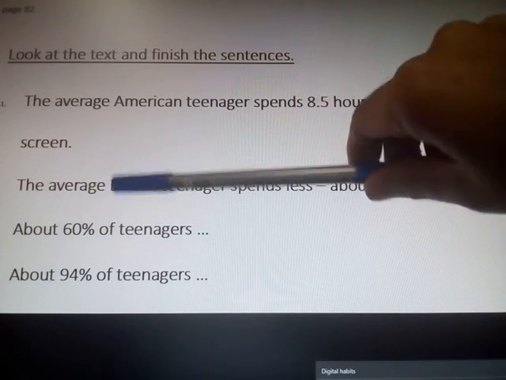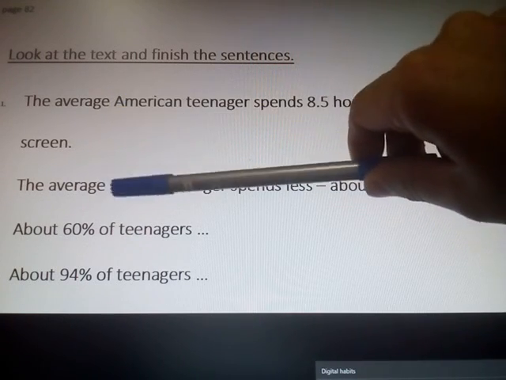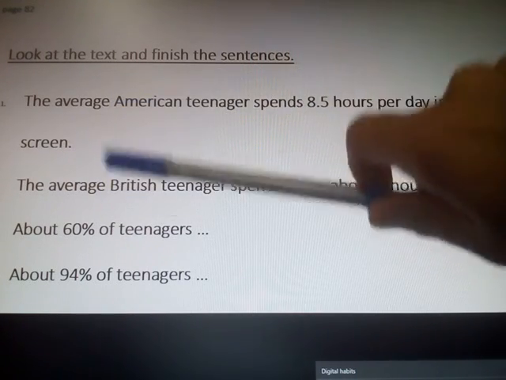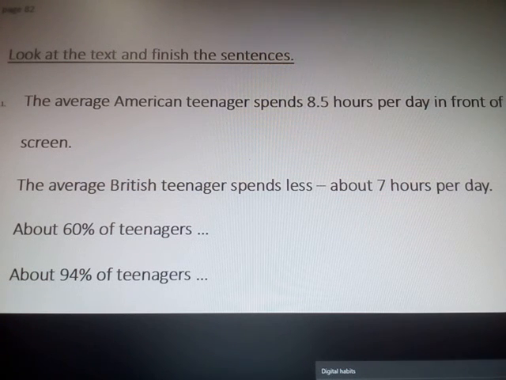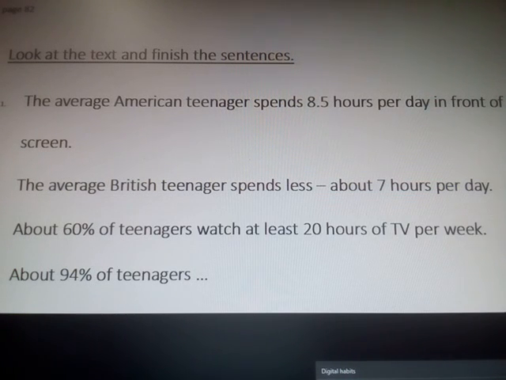Just a little reminder, you know that adjectives like American, British, words that have to do with countries are always spelled with capital letters. Question number 3, about 60% of teenagers watch at least 20 hours of TV per week. Imagine what you could do in this time, like 20 hours of sports, 20 hours of learning maths or English or whatever. Last question, about 94% of teenagers have social media accounts.